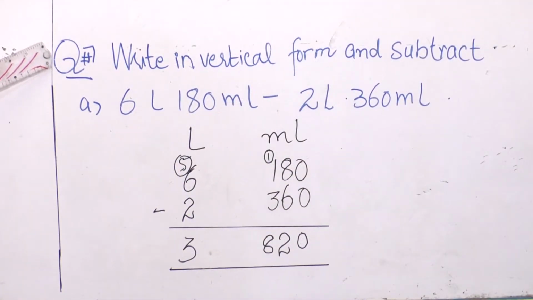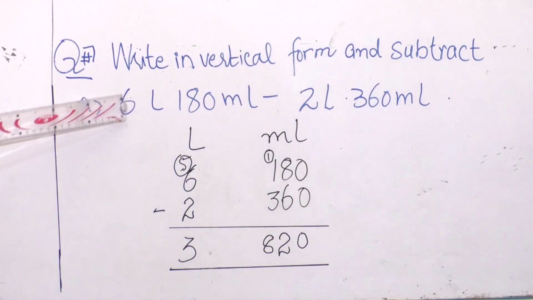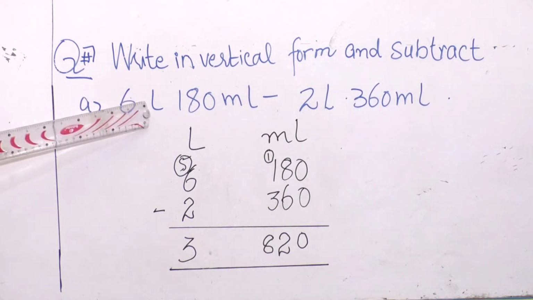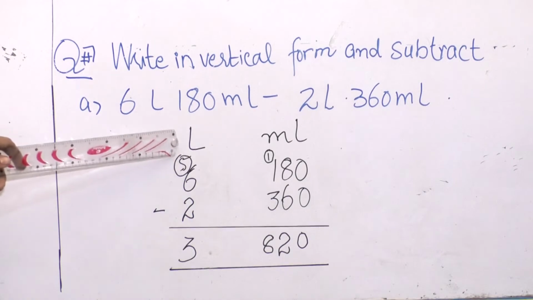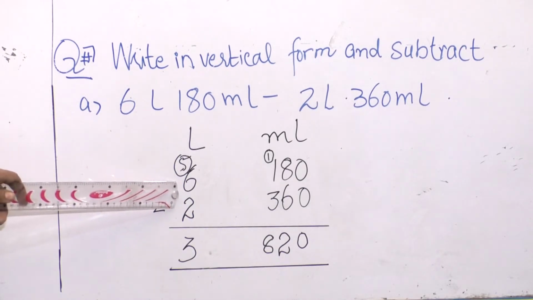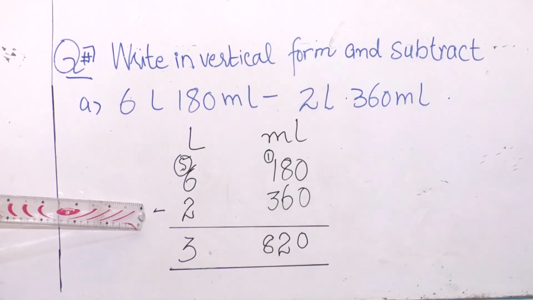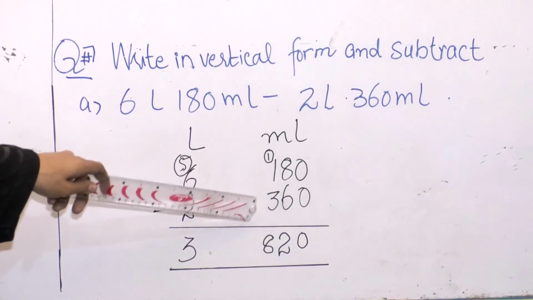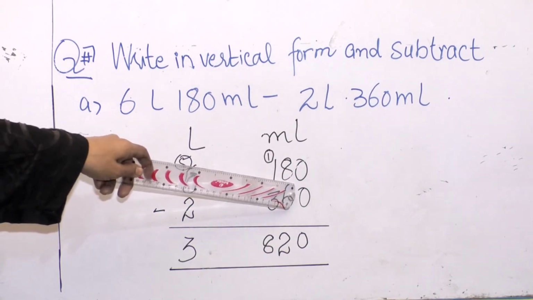Now students, come to question number 7 of exercise 5D. Write in vertical form and subtract. You have to first write them vertically and then subtract. First separate the two units of measurement, which are liter and milliliter. So under liter you will write the first value 6, then you will write 2 and put a minus sign here. Then under milliliter we have 180, then we have 360. Go on subtracting these numbers from this side.